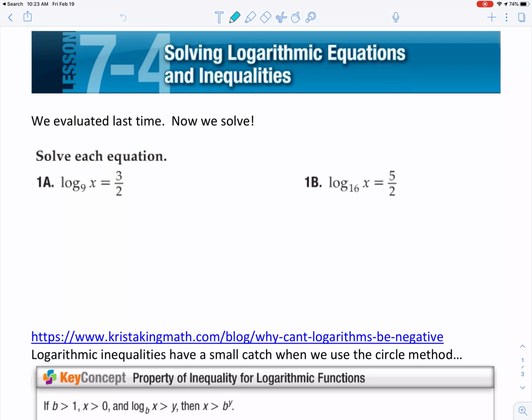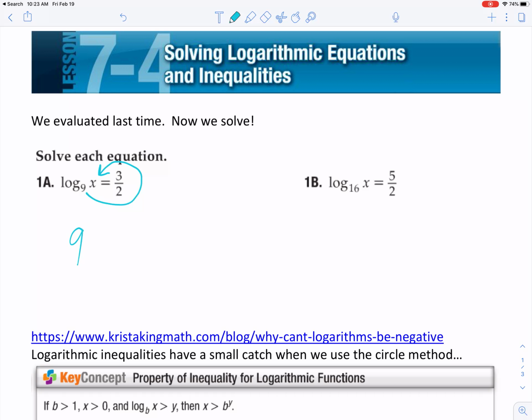Welcome to 7.4. Last time we ended with simplifying an expression or evaluating an expression. We turned it into an equation because that honestly made it easier. But today we're going to just straight up do equations and then some inequalities, and things are going to get a little interesting.